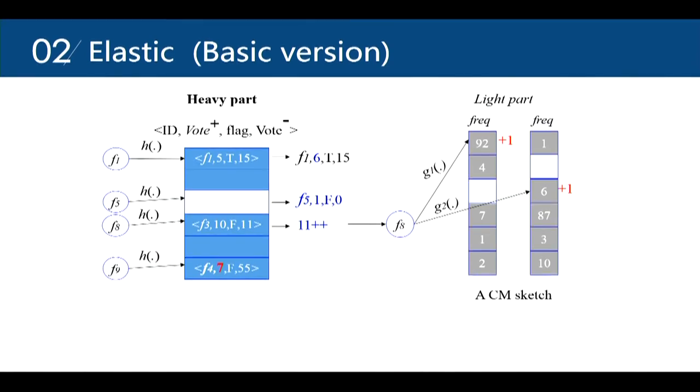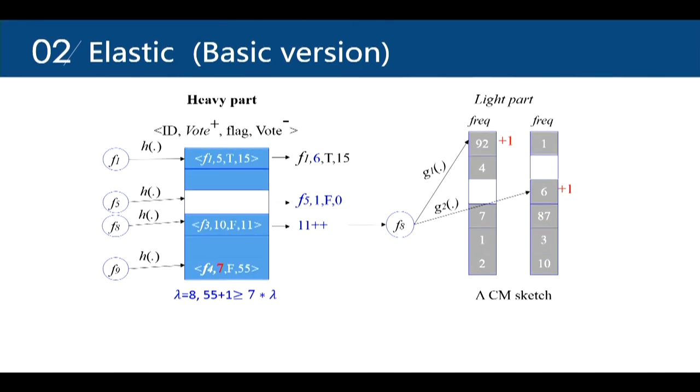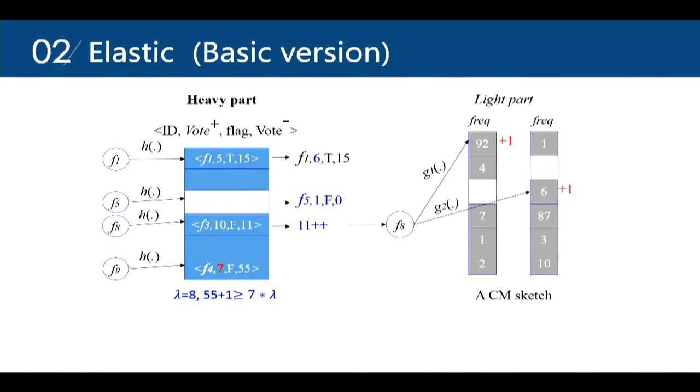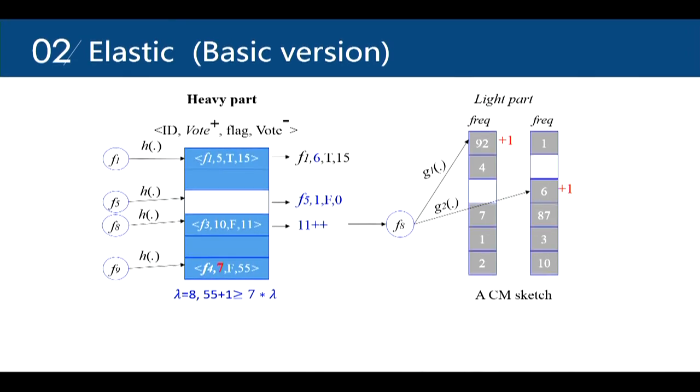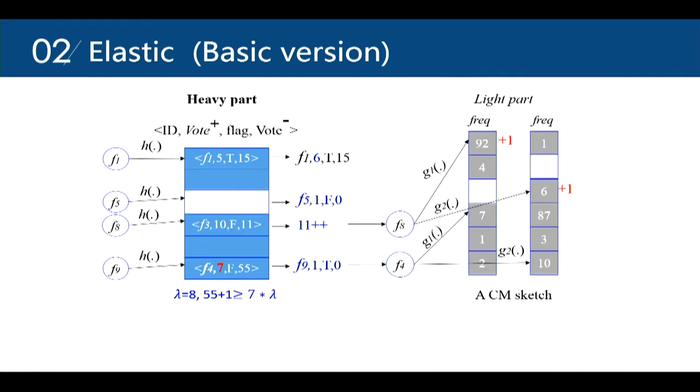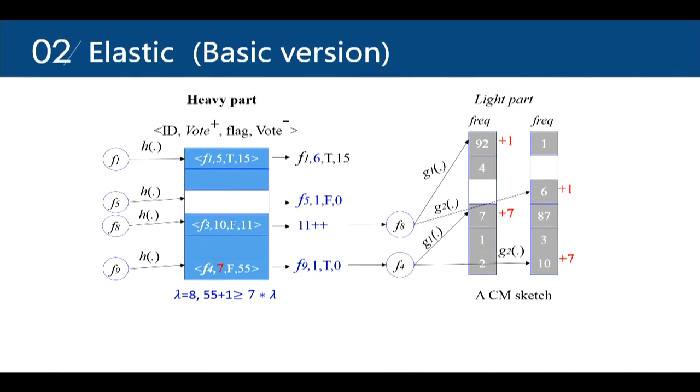Last example, F9 is hashed to the last bucket. We first increment the negative votes from 55 to 56. In this case, 56 is just equal to 7 times lambda, where 7 is the positive votes. Lambda here is set to 8. So F4 is evicted by F9, and F4 is inserted into the light part. The two corresponding counters will be incremented by 7, because 7 is the positive votes.